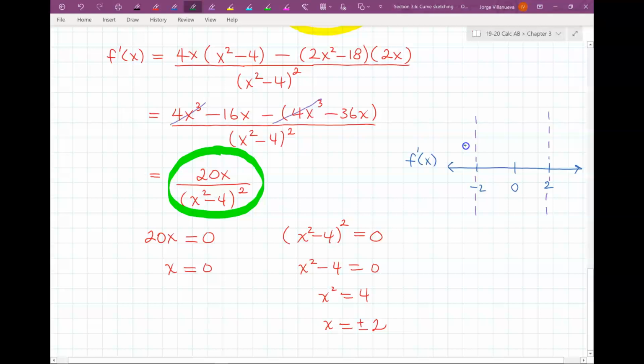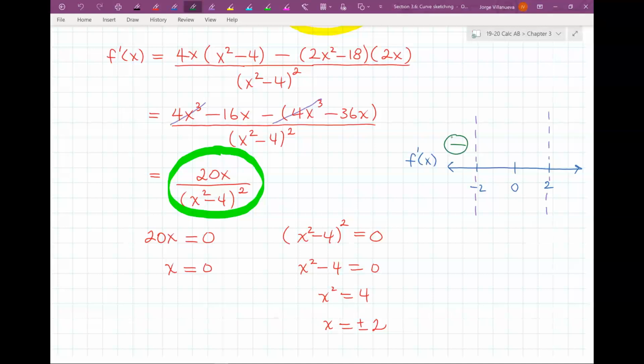Negative. Notice, will the denominator ever be negative? No, because it's something squared minus 4, and then you square that. So the denominator doesn't matter what I plug in. It's always positive. So the only thing that matters is the top, right? If I plug in a negative 3, I get 20 times negative 3, that'd be a negative 60, so my answer is negative.